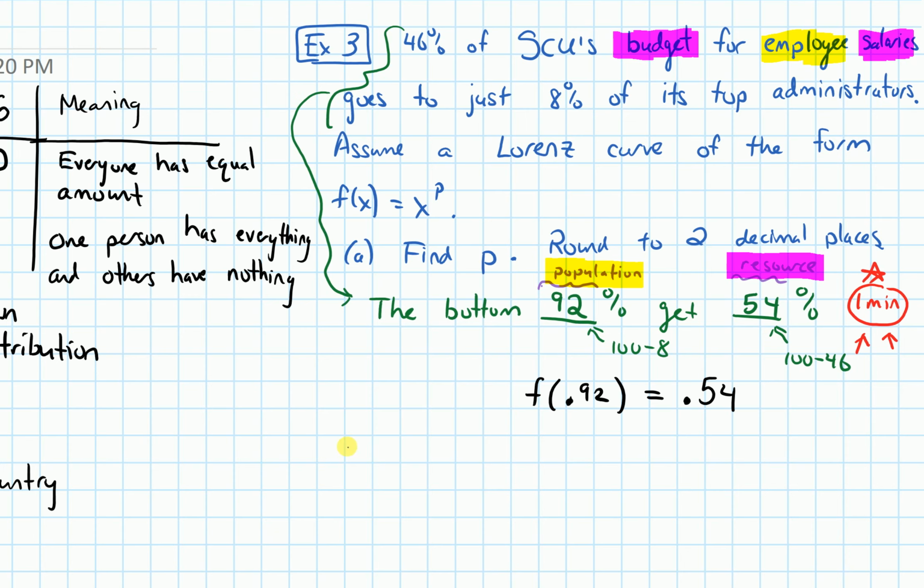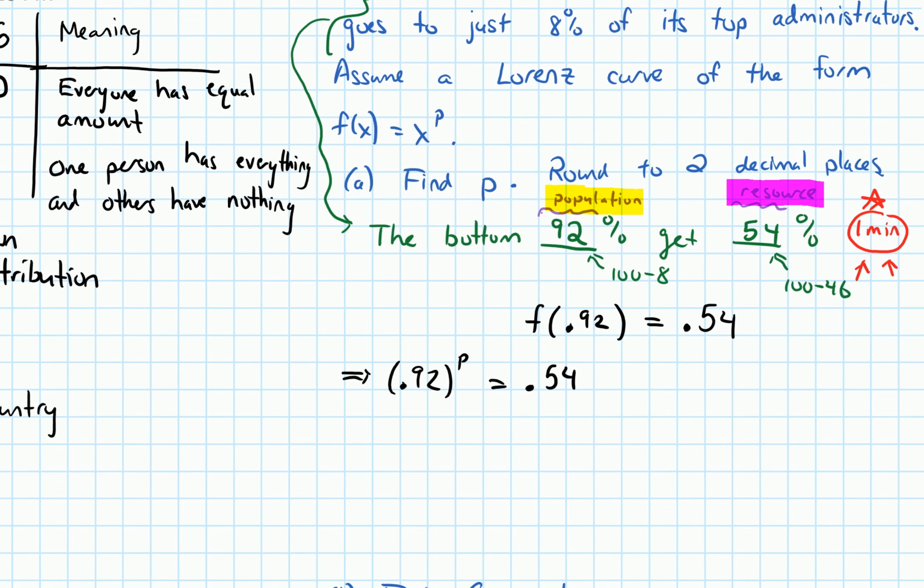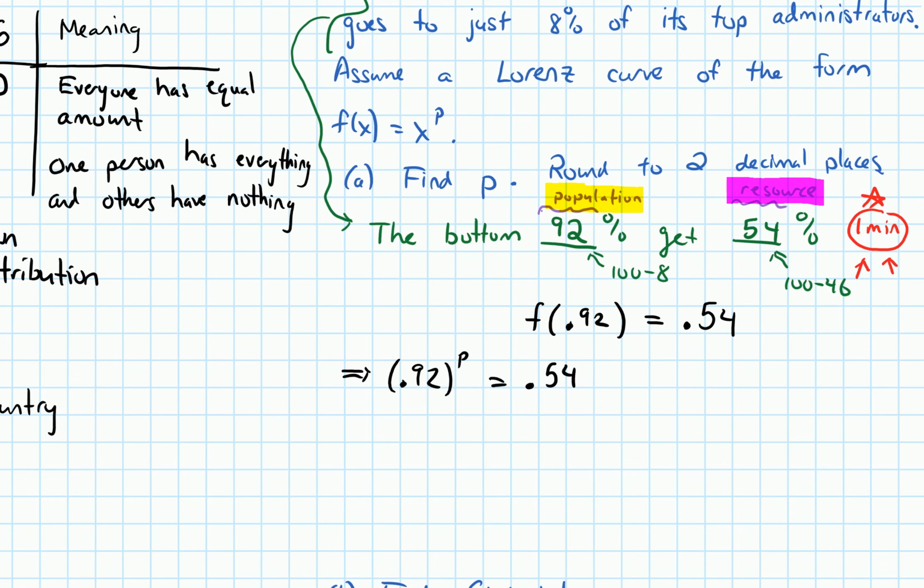All right, so what I'm going to do now is plug 0.92 into this formula for f of x. And we'll get 0.92 to the p power. And that needs to be equal to 0.54. And now I need to solve this equation. For this, when I have a variable like this in the exponent, often we can use logs to solve this. So I'm going to take ln of both sides. ln of 0.92 to the p equals ln of 0.54.